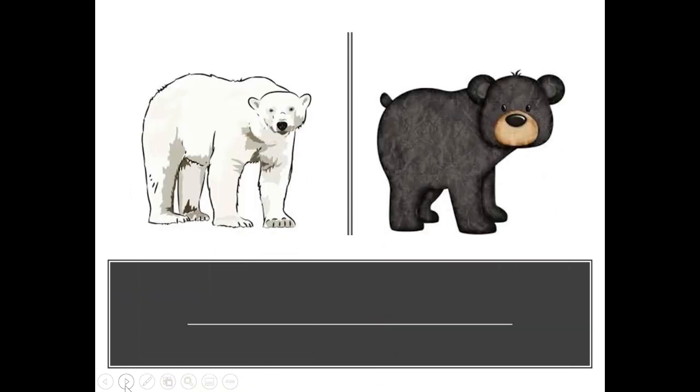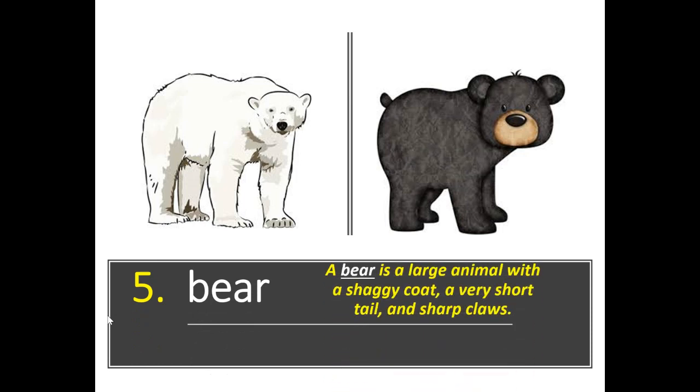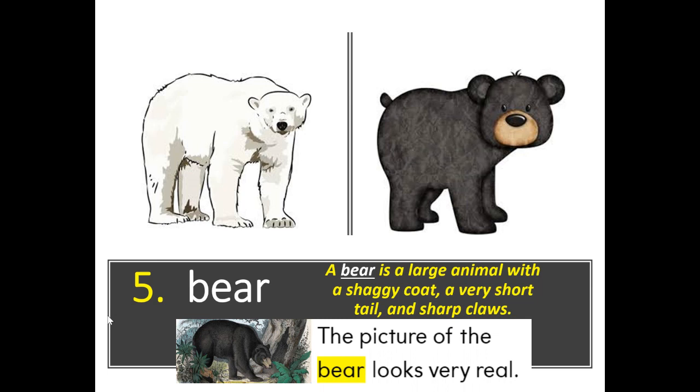Next group of pictures. What do you notice or see? I notice or I see. Well, I notice a polar bear here and I notice a black bear here. So how are these pictures the same or similar? They both are bears. So let's see. Bear. A bear is a large animal with a shaggy coat, a very short tail, and sharp claws. Bear. The picture of the bear looks very real.